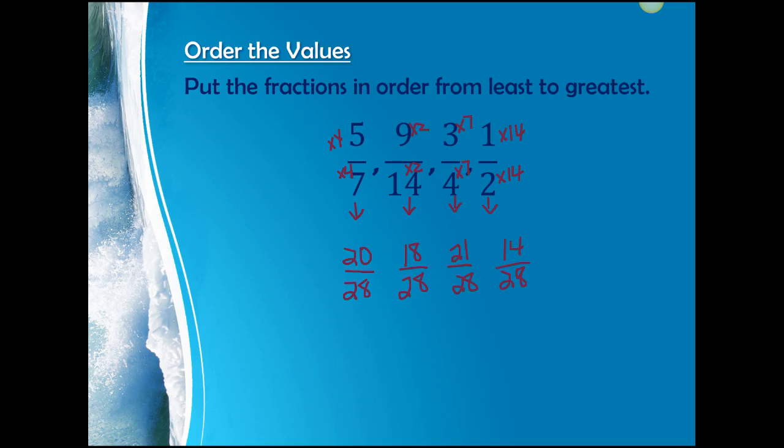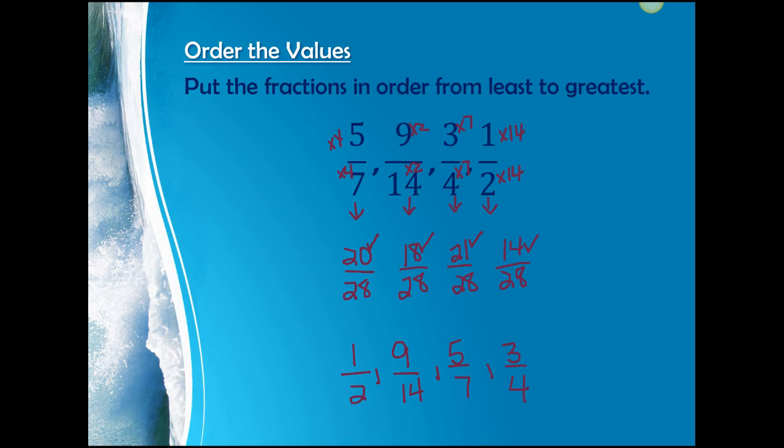14 over 28 is the smallest, so that means 1/2 is the smallest fraction. Next, we'll go to 18 over 28, which means 9/14 is the second smallest. Then we compare 20 to 21, and since 20 is smaller, 5/7 is the third largest fraction, and the largest fraction of the group is 3/4.